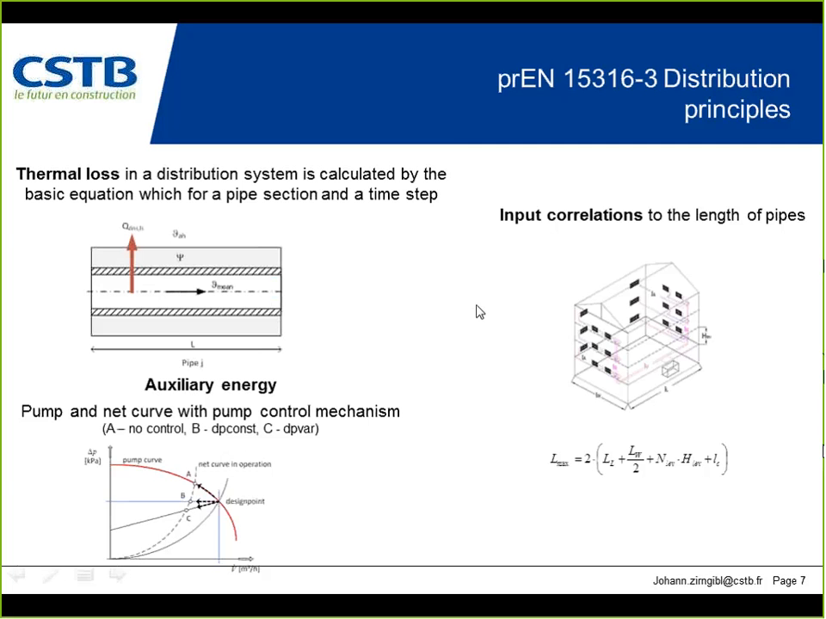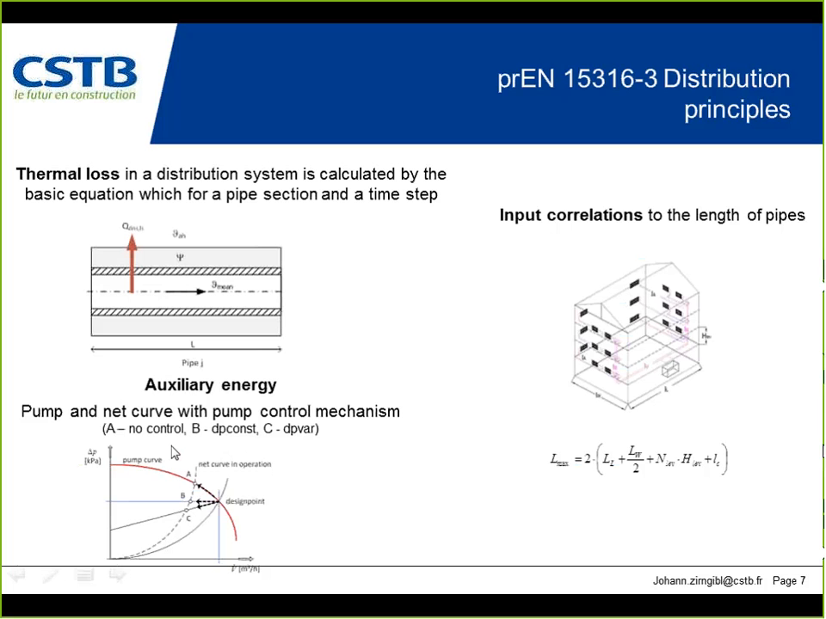For example, to have the length of the pipe to calculate the distribution losses, we have some simplified input correlations. For example, you have the building, and we have different typologies and systems, and then you can calculate the length of the pipe with some equations we have developed. This equation is linked to the maximum length of an emission system, and this maximum length we take into account for the distribution system to calculate the auxiliary energy, so the electrical energy of the pumps.